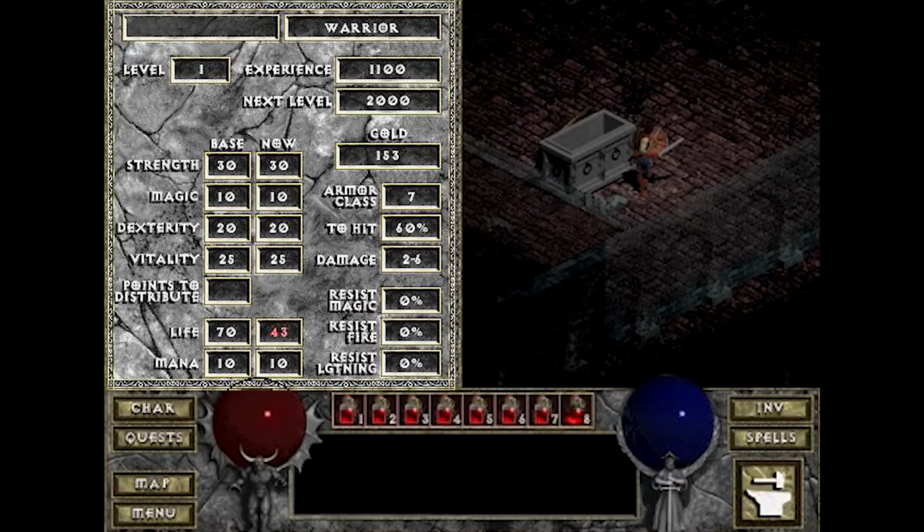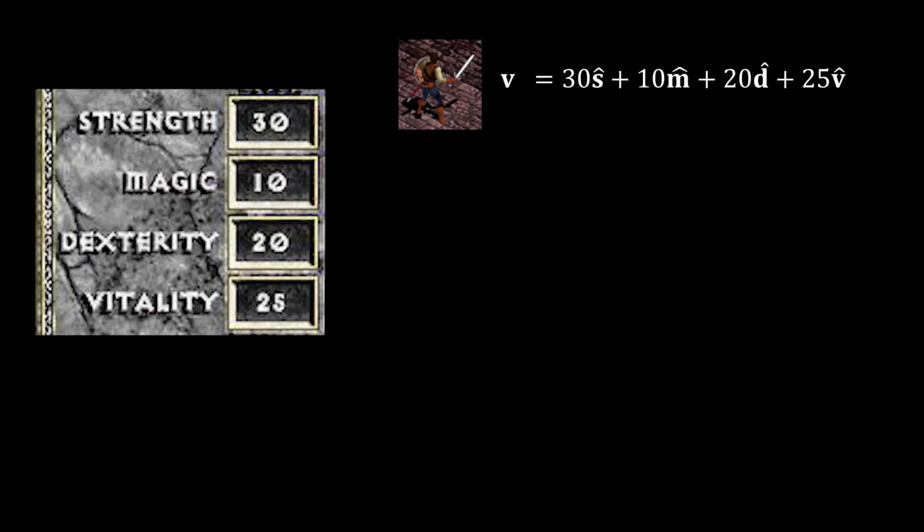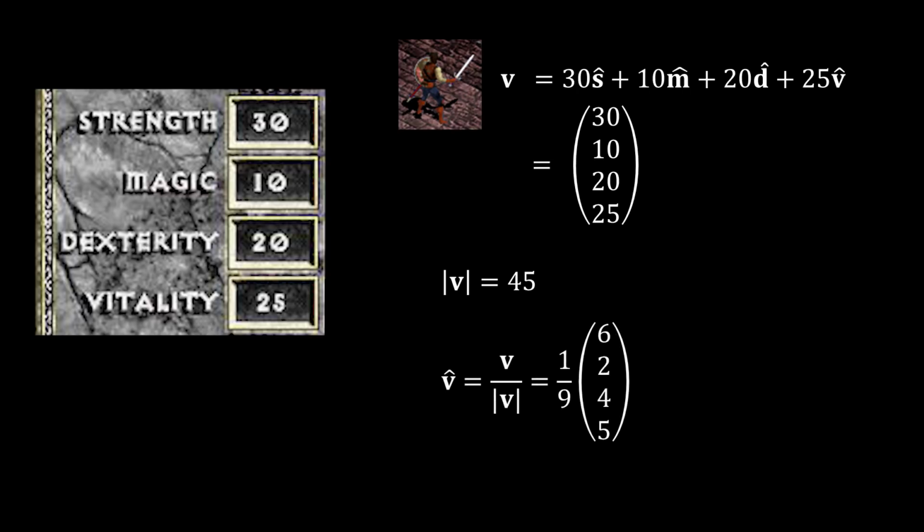In some video games, characters have attributes such as strength, magic, and so on. Those can be the components of a vector. In this way, each character is a vector. The length of the vector might give a hint about how powerful the character is. The unit vector associated with each character's vector would tell you about what type of character it is. For example, it has much more strength than magic in a ratio of 3 to 1.